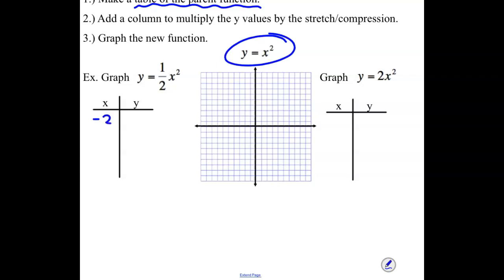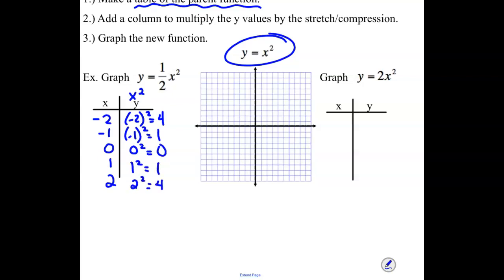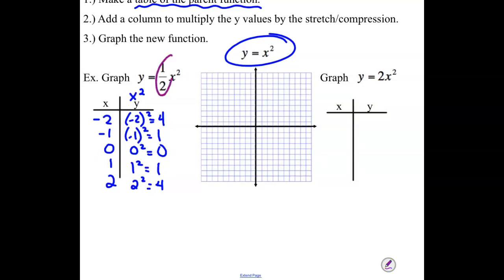Let's go ahead and start with our normal -2 to 2 values. And if we're just going to look at y being x squared, we're squaring each of those. -2 squared becomes 4, -1 squared becomes 1, 0 squared is 0, 1 squared is 1, and 2 squared is 4. But now we want to change this. We want to put a 1/2 in front.